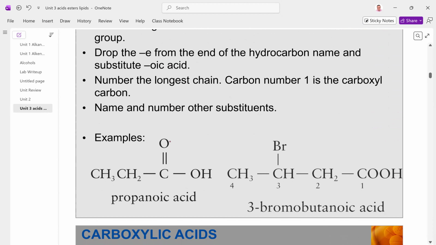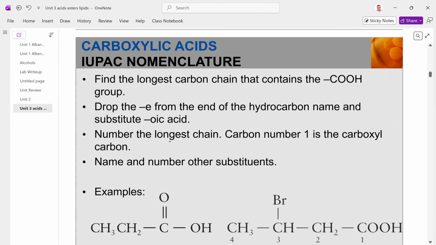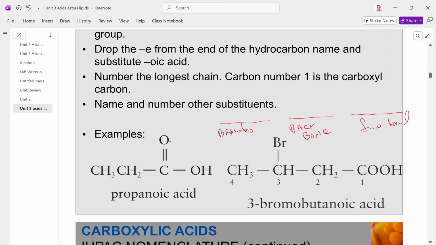Okay, so the IUPAC names for these tend to be pretty easy. You've got the normal three parts. This is backbone. This is the functional group, and these are branches. Okay, so if we look at this guy, for example, we've got the backbone is 4. So it's going to be a buta. And because it's an acid, it's an oic acid. So it's a butanoic acid, and it's got a branch on carbon number 3. So it's 3-bromobutanoic acid.